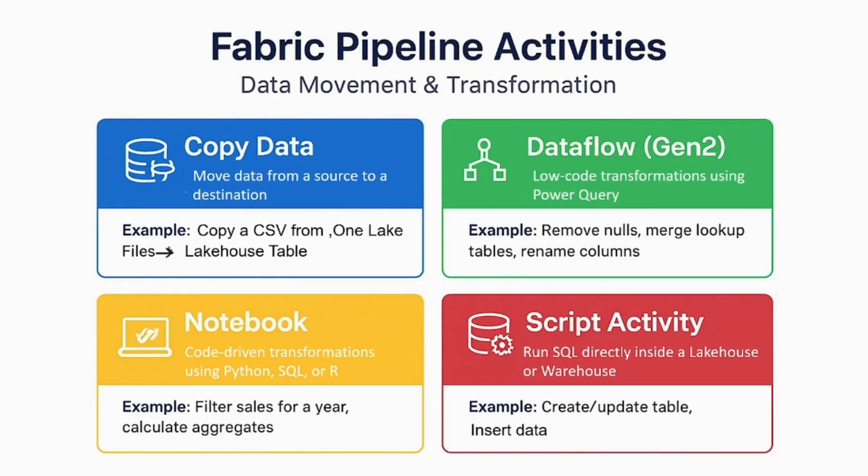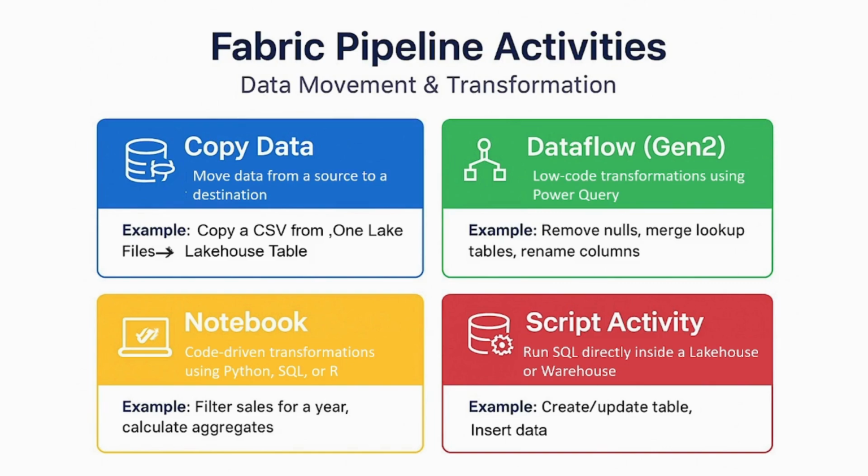So here's a quick overview of data movement and transformation activities. I have covered four main activities under this category. The first one is copy data activity. In this activity, if you want to move your raw data from one location to another, then use this copy activity. For example, if you want to move your data from Lakehouse to data warehouse, then use this activity. Second activity is data flow activity.